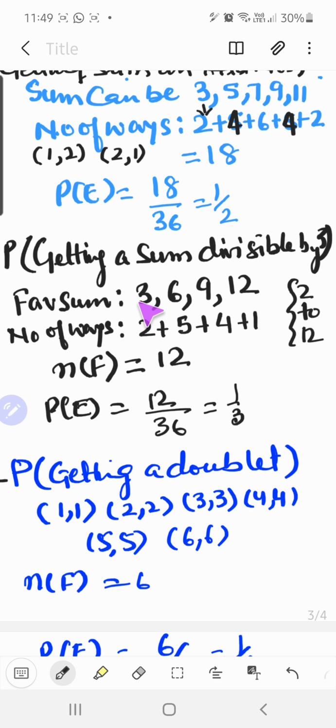Now how many ways are there to get sum 3? Sum 3 is obtained in two ways, as I explained you in the previous one. Similarly, getting the sum 6, there are 5 ways. Getting the sum 9, there are 4 ways. Getting the sum 12, there is only one way. So how many total favorable? 5 plus 2 plus 4 plus 1, that is 12. So 12 favorable divided by total 36. Therefore, the probability of this event is 1 by 3.